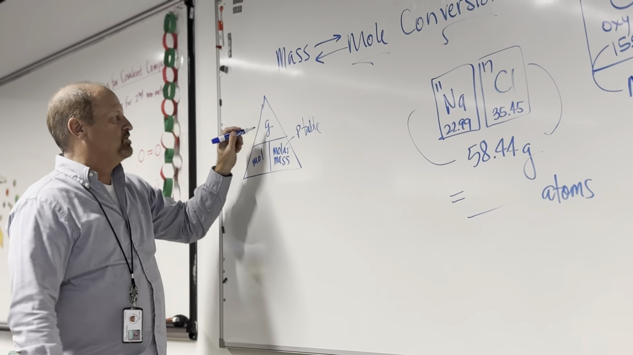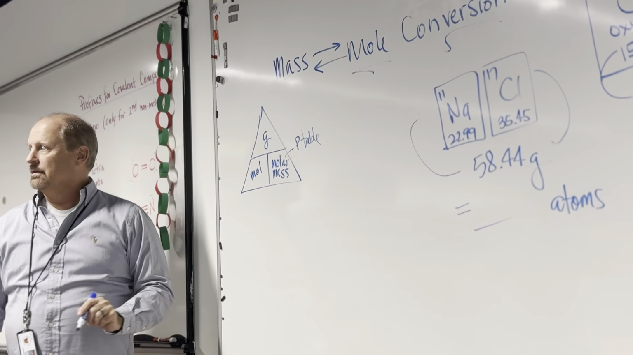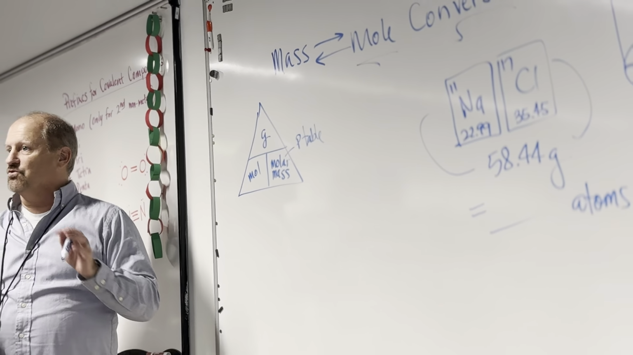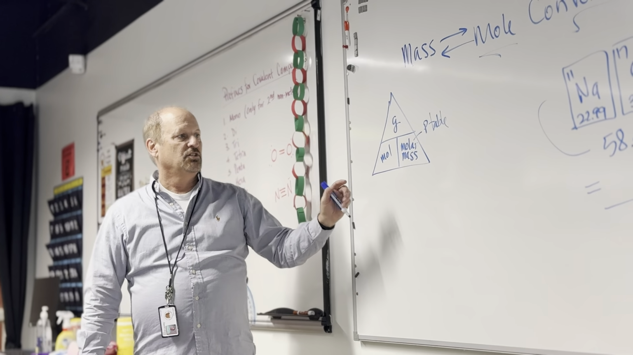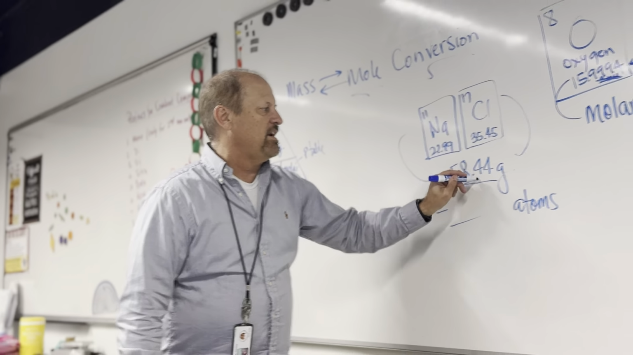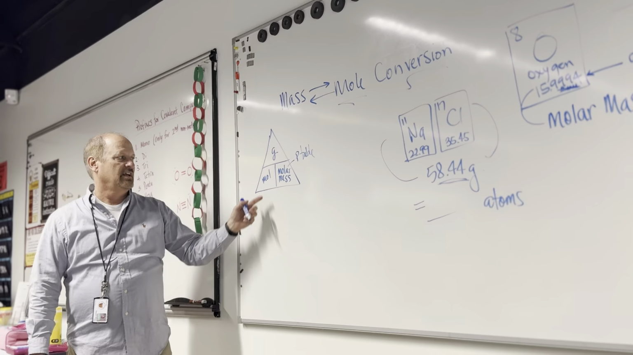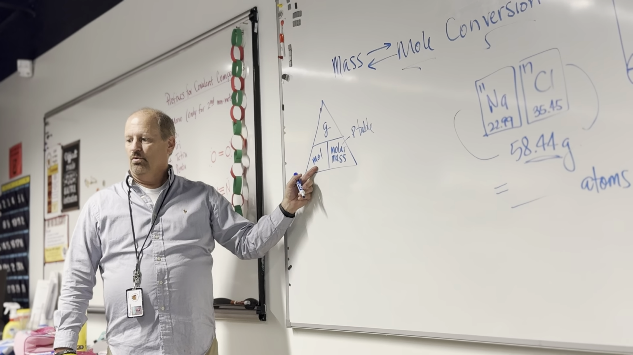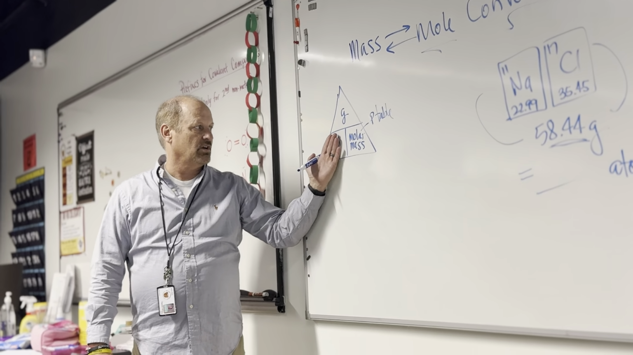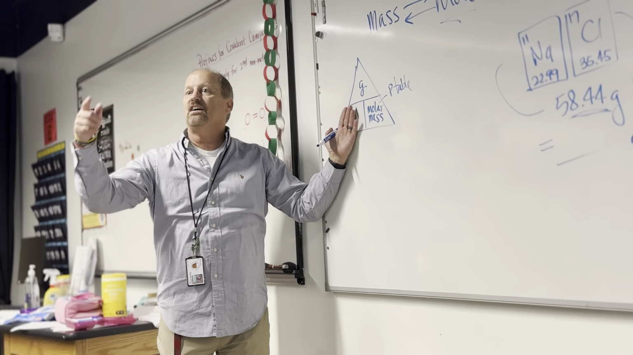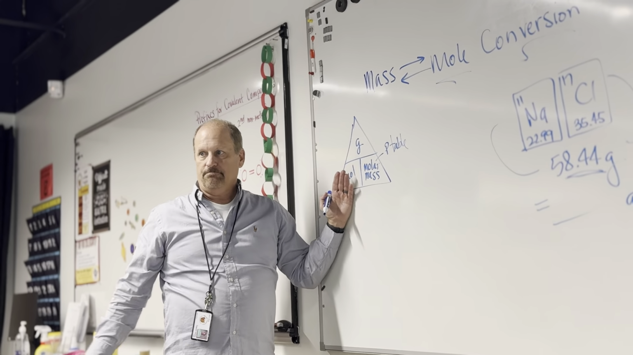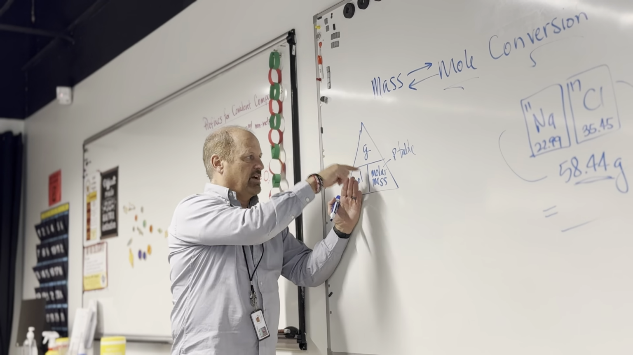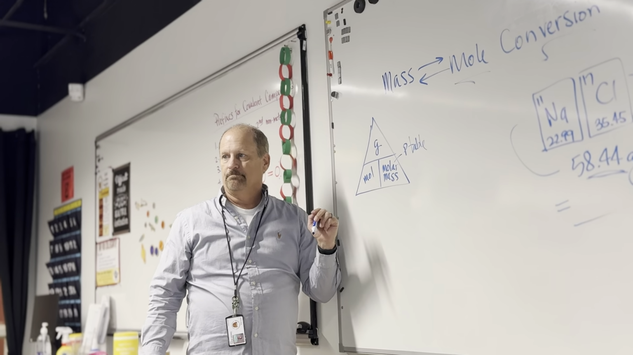So molar mass comes from the periodic table. And this is grams, moles, and molar mass. If you're trying to convert from one to the other, this is your conversion triangle. So if I have 58.44 grams of sodium chloride, how many moles is that? Well, you cover up the thing you're looking for, cover up moles, and treat the rest like algebra. So you have grams divided by molar mass. Grams divided by molar mass gives us moles.